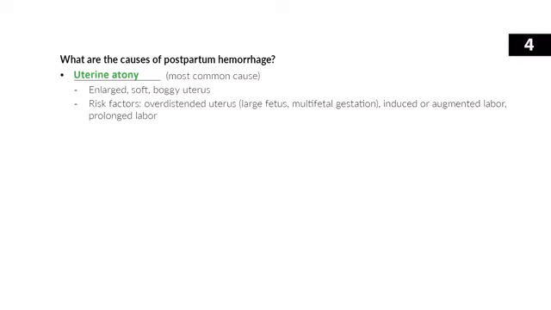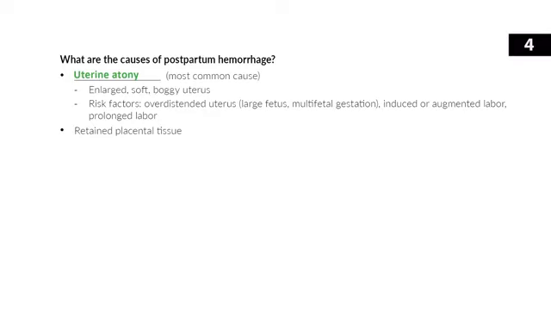And the risk factors include an overdistended uterus, like with a large fetus or with a multifetal gestation, induced or augmented labor, or prolonged labor. You can think of it as the uterus being overworked and then too tired to contract effectively to stop the bleeding. Retained placental tissue is a cause of postpartum hemorrhage.